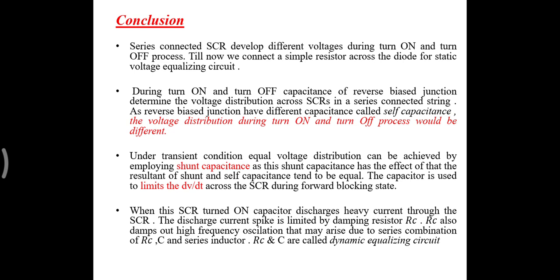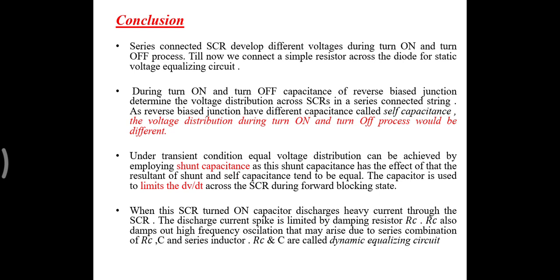Next, another point we have to remember is under transient condition equal voltage distribution cannot be achieved by employing shunt capacitance. The shunt capacitance has the effect that the resultant of shunt and self capacitance tends to be equal. These capacitances are used to limit the dV by dt across the SCRs during the forward blocking state.